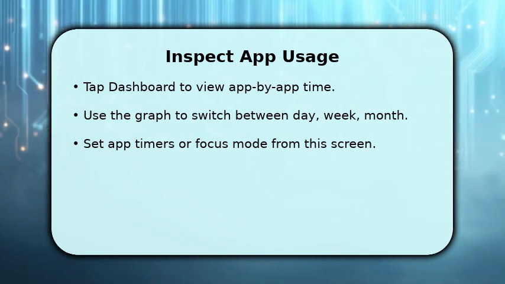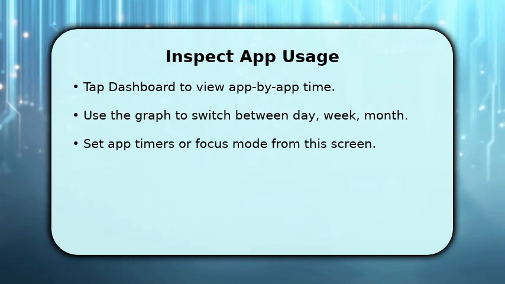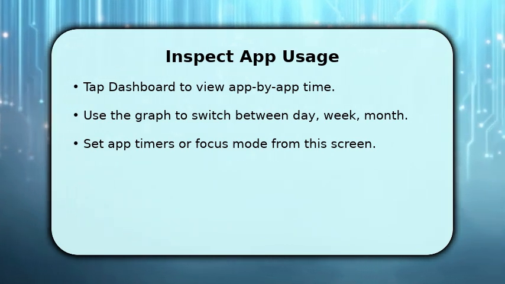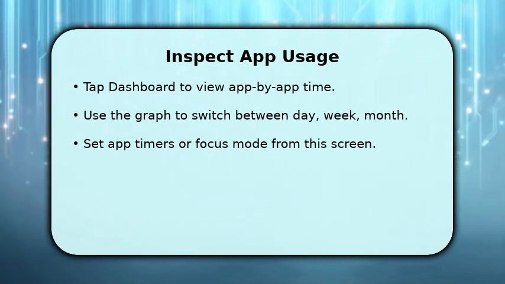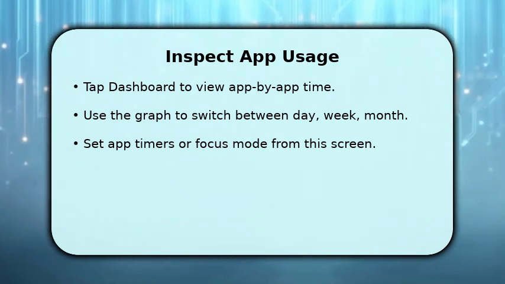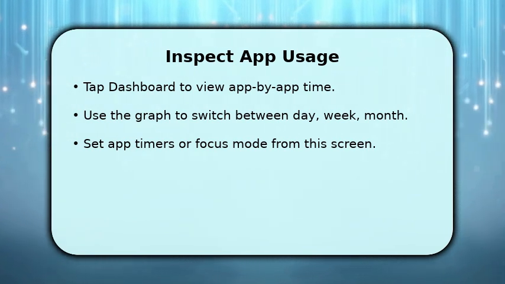To control habits, tap Set Timer for an app to limit daily use, or enable Focus Mode to pause distracting apps during work or bedtime. Make sure to adjust notification settings for heavy apps to reduce reopens, because reduced notifications often drops overall screen time.